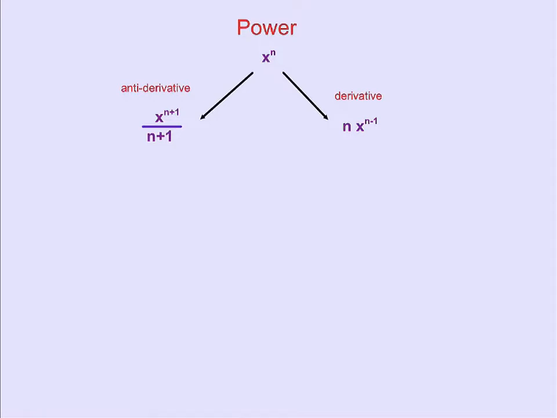So now we've got 2 different things we can do with a power. We can take its derivative, which we know: bring down the exponent as a coefficient and then lower the exponent by 1. But we can also now take the antiderivative of any power by increasing the exponent by 1, and then dividing by the new exponent. That's it. We can write this a little bit more formally.